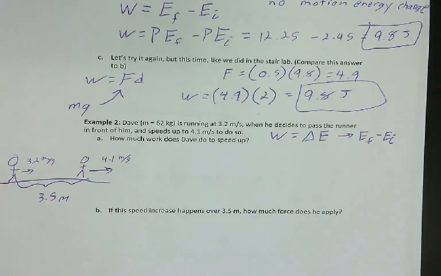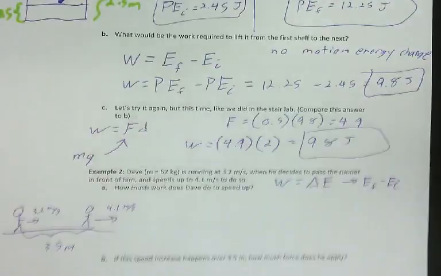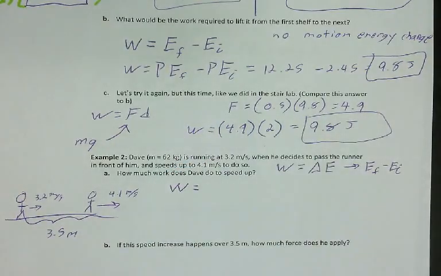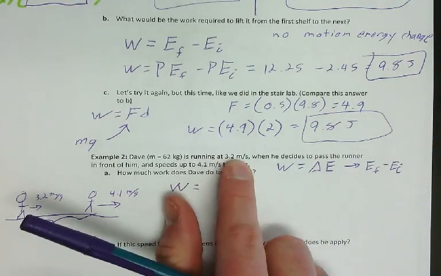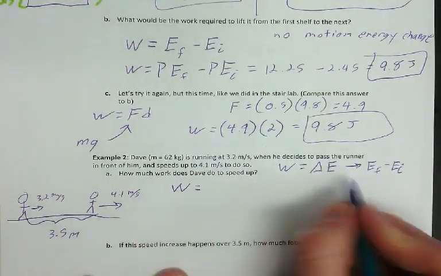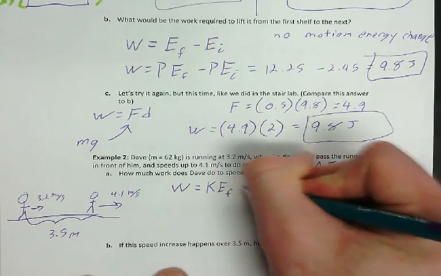So again, just like in the last problem up here, I've got to think about what energy is changing. In this case, it's not the stored energy. He's on the ground. His stored energy isn't changing. When he goes forward, he's still on the ground. None of that has changed. So there's no stored energy change. What is changing is his motion energy, because he was going 3.2, but now he is going 4.1. So when I talk about delta E, I'm talking specifically about KE final minus KE initial.